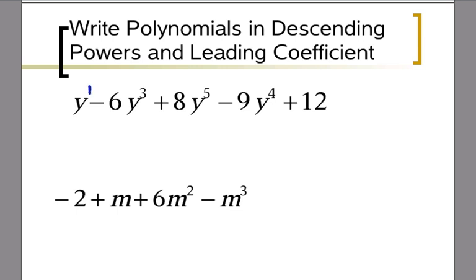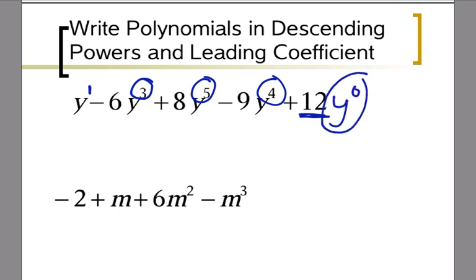This y actually has a 1, then this one has a 3, a 5, a 4, and then this 12 actually has a y to a power. It's got a y to the power of 0. Because we learned in the last lesson that anything to the 0 power is really 1, so this is really 12 times 1, because the y to the 0 power is 1.